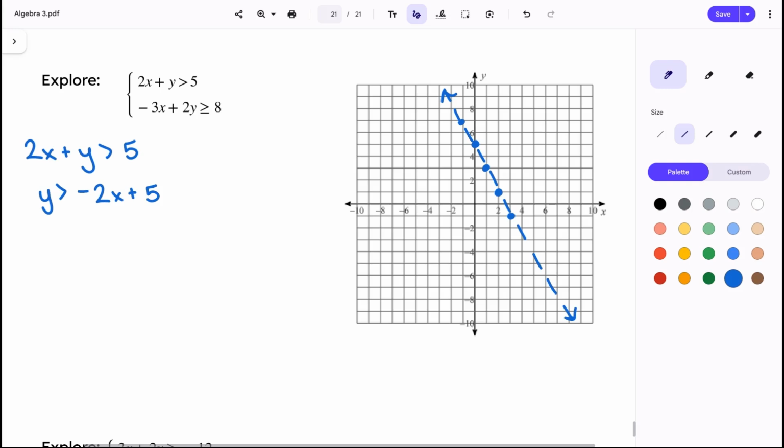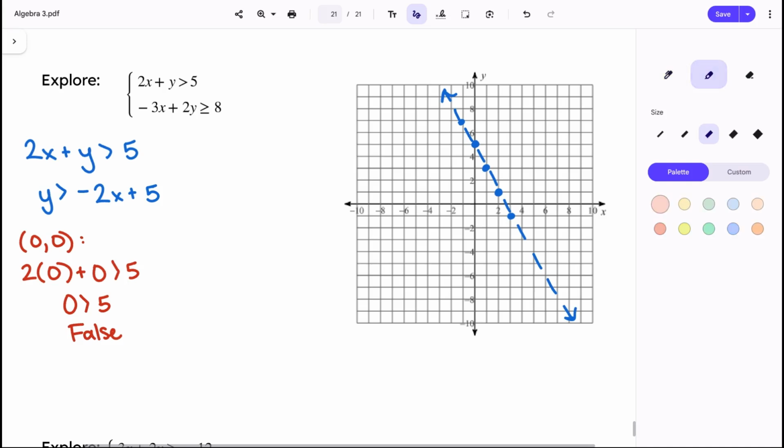Okay, and then to shade, we're going to test a point. I can still test 0, 0 here. So if I put 0 in, I would have 2 times 0 plus 0 is greater than 5. And so that would be 0 is greater than 5. Is that true or false? False. So I do not want to shade on the side where 0, 0 is for this first one. So I'm going to shade on the other side over here.